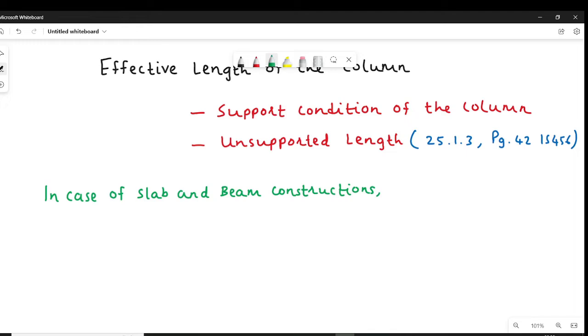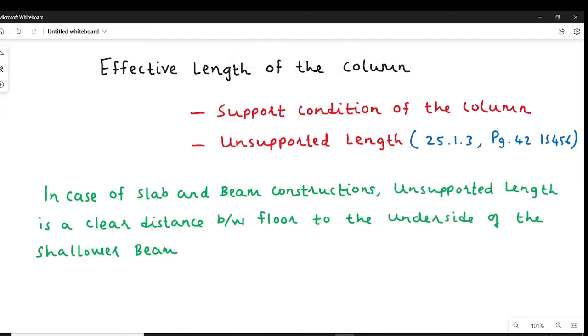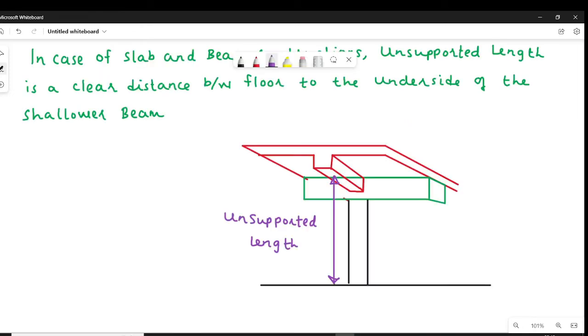So in case of slab and beam construction, normally this is the building that we encounter, slab and beam construction. In this case, the unsupported length is the clear distance from the floor to the underside of the shallower beam. So if you have two beams, one is the primary beam and the other is the secondary beam. The secondary beam is the shallower beam. Okay, so the unsupported length is the distance from the floor to the bottom of the shallower beam. So from this figure, the unsupported length is very clear to you.